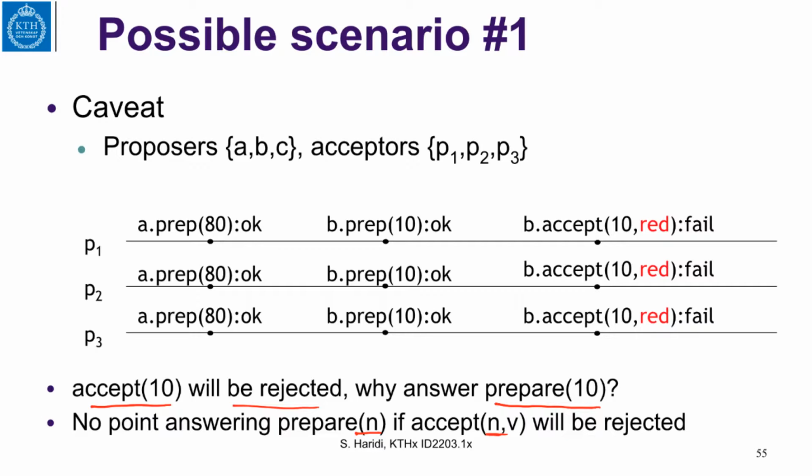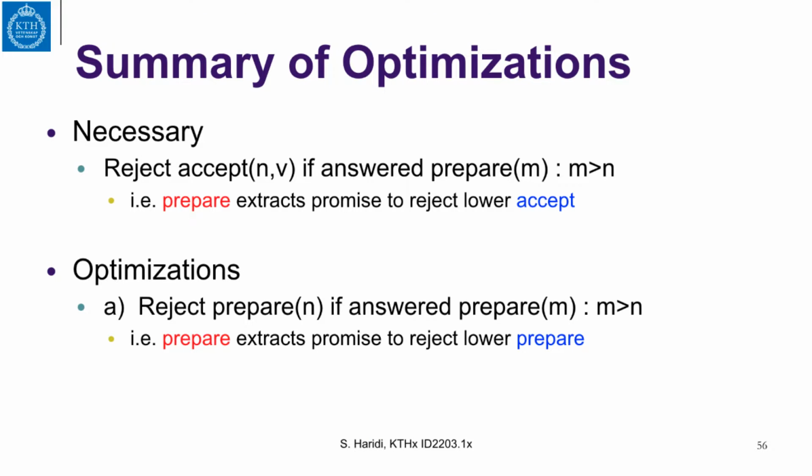And this was a specific case. In the general case, there is no point in answering prepare N if accept N will be rejected. So here is the first optimization. Reject prepare N if, as an acceptor, you already answered prepare M and M is larger than N. So prepare extracts a promise to reject lower prepares.